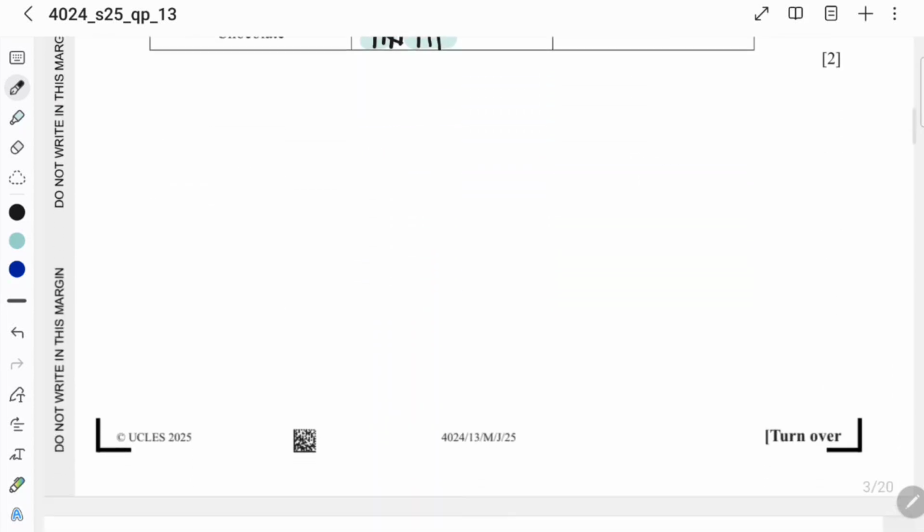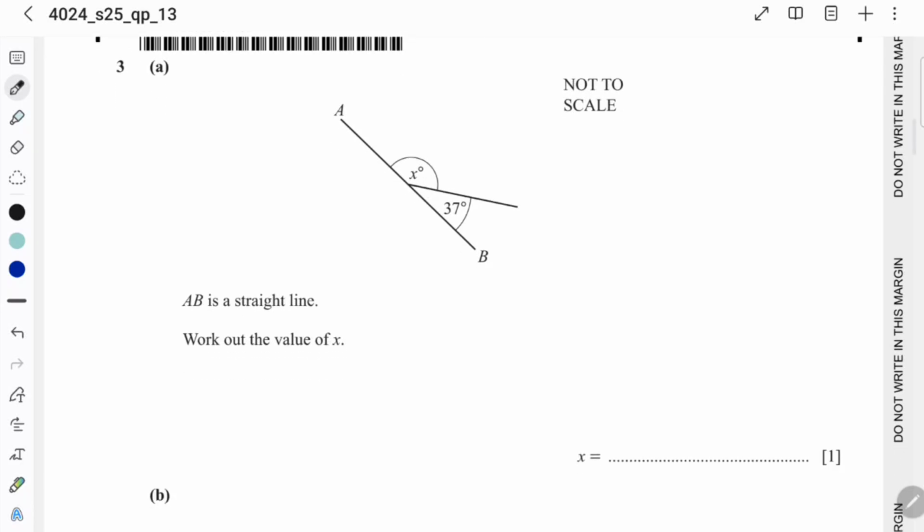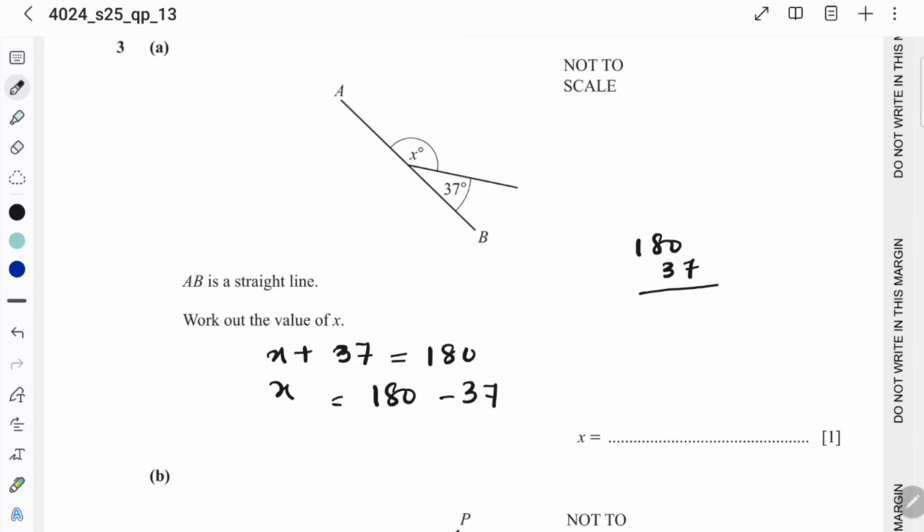Now we are coming to question number 3. In question number 3, you can see a straight line AB with x and 37 degrees on the same straight line. Work out the value of x. So x plus 37 is equal to 180. x is equal to 180 minus 37. Simplifying, 10 minus 7 becomes 3, and borrowing, 7 becomes 14, so that is 143 is the value of x. So that is 143 degrees.